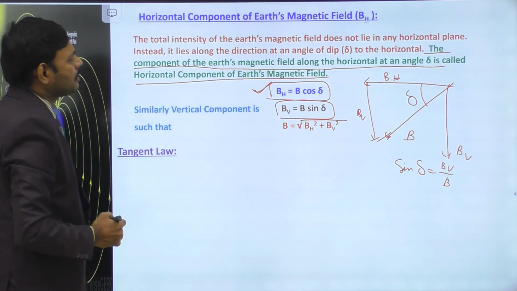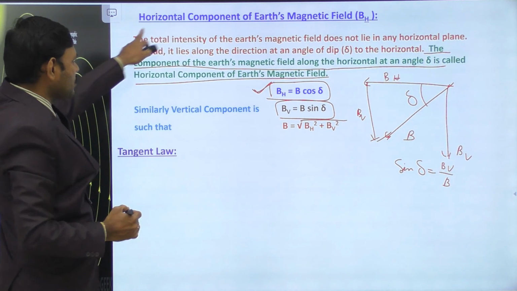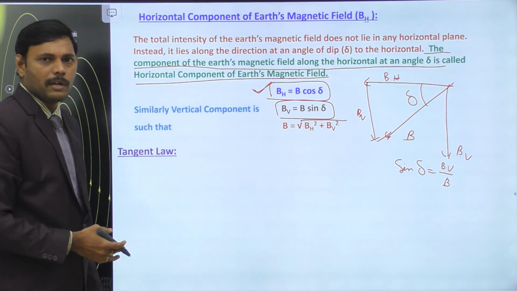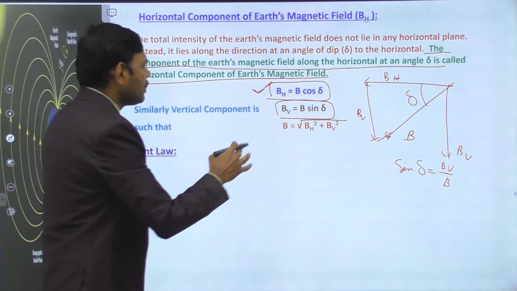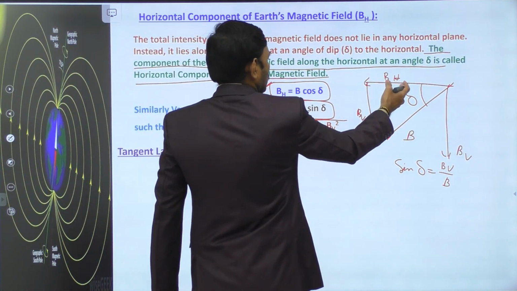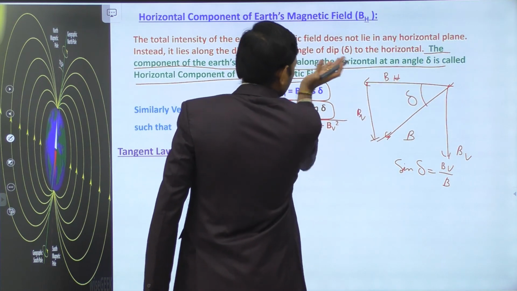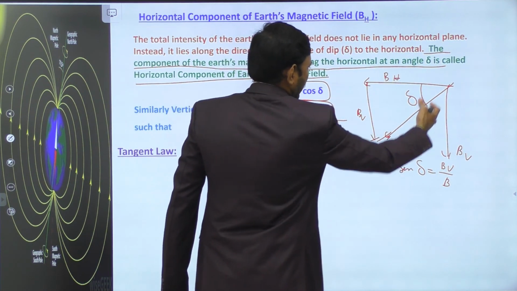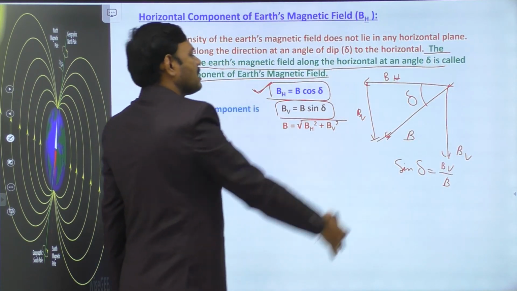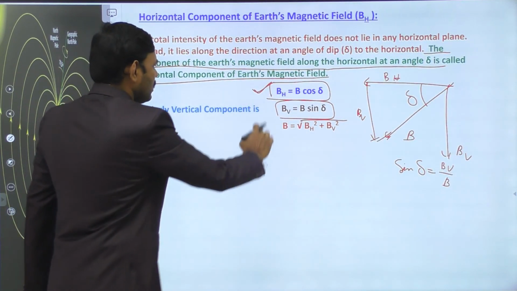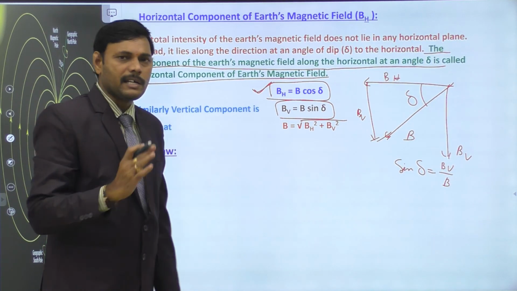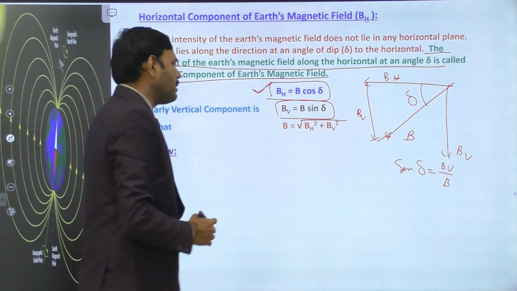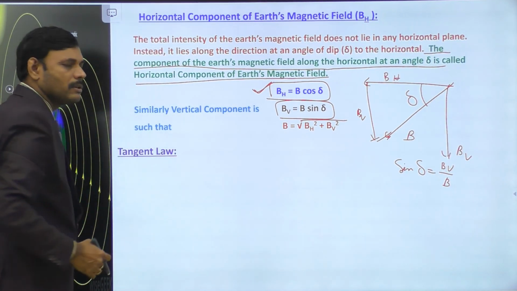Next, this is a very important explanation, students. The component of earth's magnetic field along the horizontal is the horizontal component BH, with the expression B cos delta. The component of earth's magnetic field along the vertical direction is the vertical component, that is B sin delta, where delta is the angle of dip. Then B is also equal to the square root of BH square plus BV square. Next comes the tangent law.